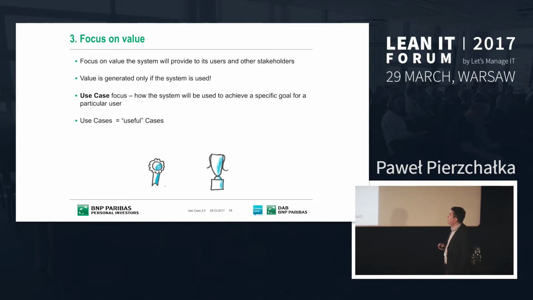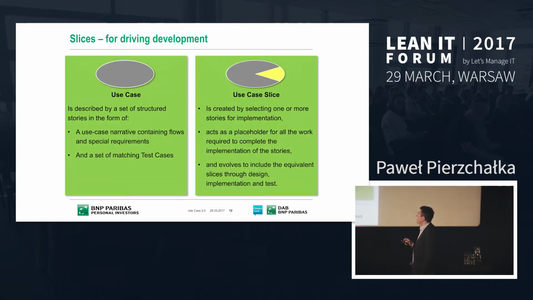The third one is focus on value. What does it mean to focus on value? It means to focus on what will provide the expected result to the user and to the other stakeholders. The value is generated when the system is used. There is no point in generating a list of functionality, a list of features, if they will never be used. And this is exactly the key definition of the use case: the use case defines how the system will be used to achieve a specific goal for a particular user. When we speak about use cases, we speak about something which is useful, something which brings value to the customer.